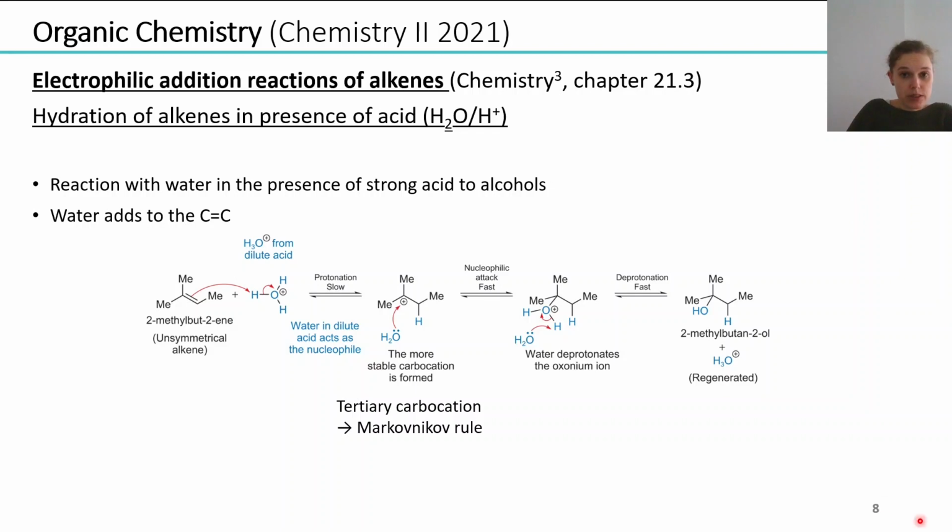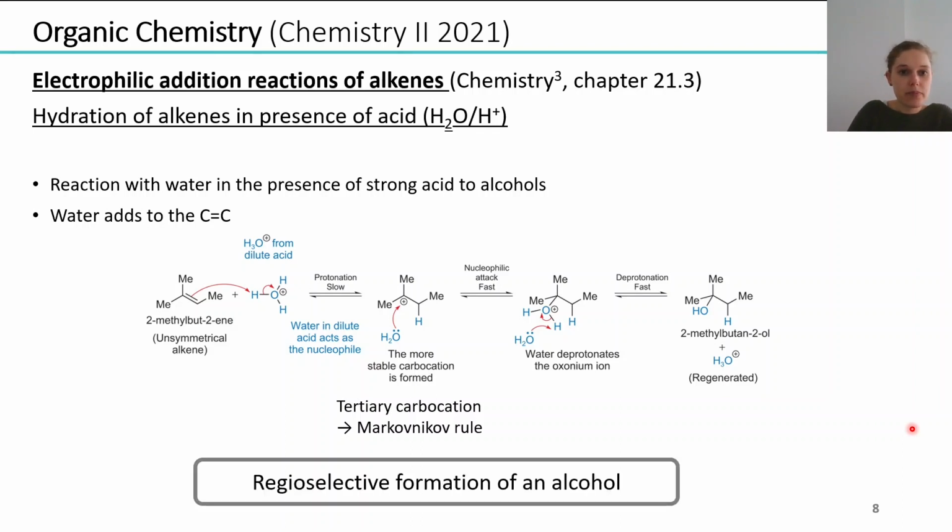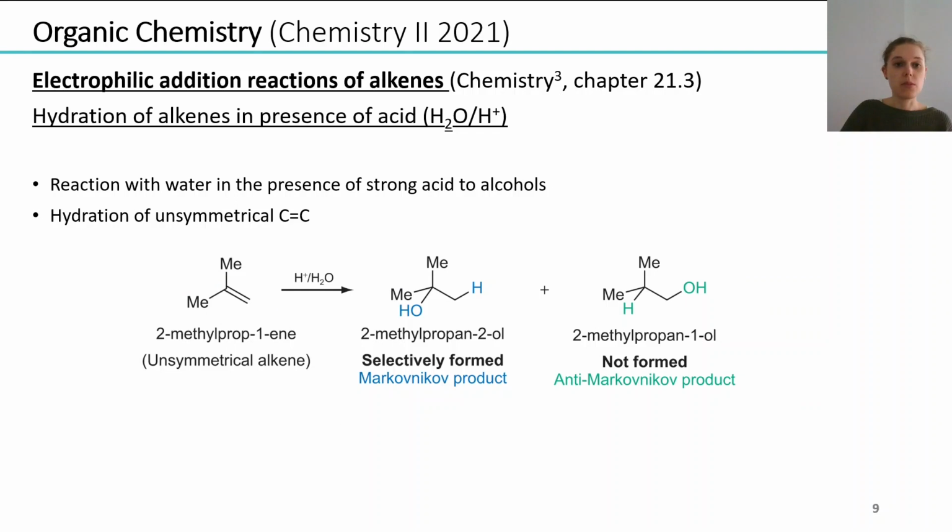And what is also important is that we see that all steps are now reversible. So in principle, you could also convert the alcohol back to the alkene in a dehydration reaction. And the formation of the alcohol is therefore regioselective. More general, we can always say that the hydration of an unsymmetrical alkene is regioselective, and here the Markovnikov rule is valid, which says that the OH group will always be at the more substituted carbon atom.